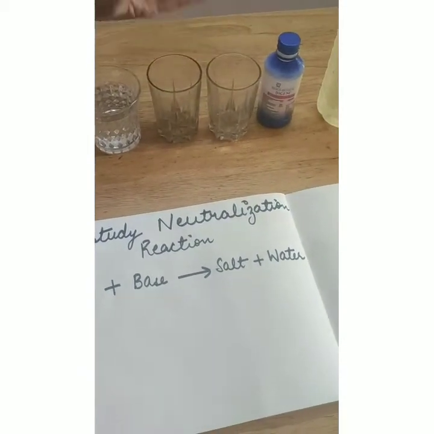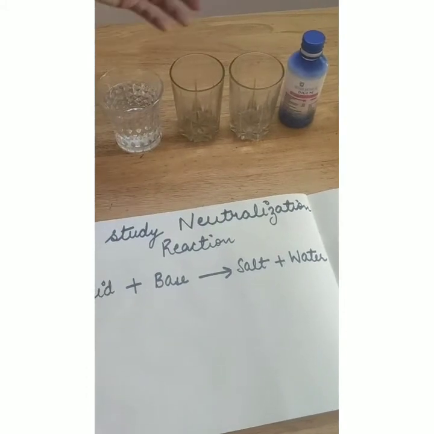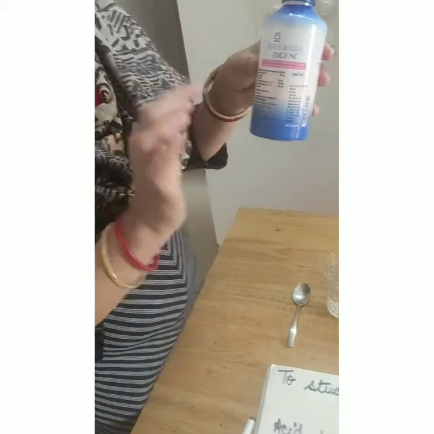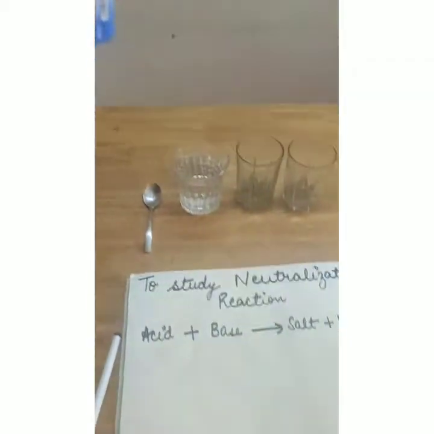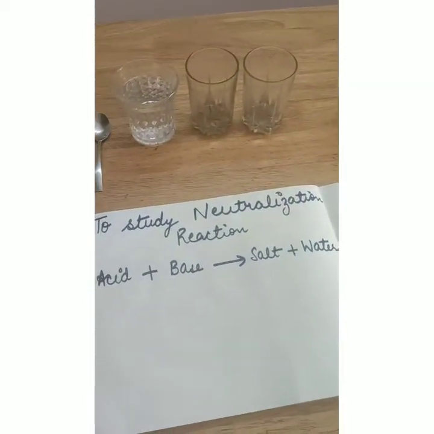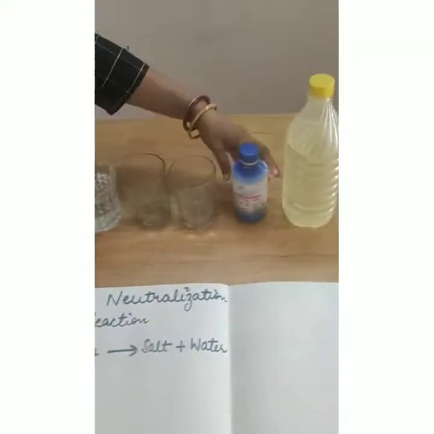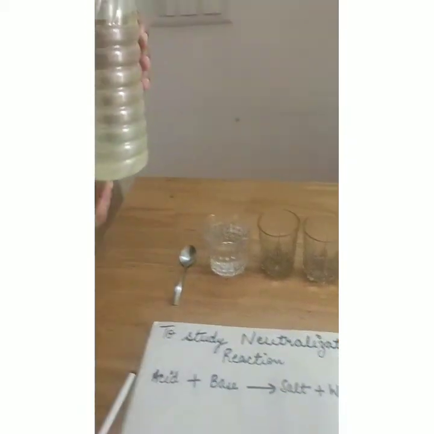Okay, then there are 2 glasses that I've taken on which I'm going to perform the experiment for you. Then this is Digene, or an antacid that I've taken. This antacid actually contains a base, and the name of the base is milk of magnesia. Or in a more chemical term, it's magnesium hydroxide. Now, yes, you have to be very careful when you deal with this.